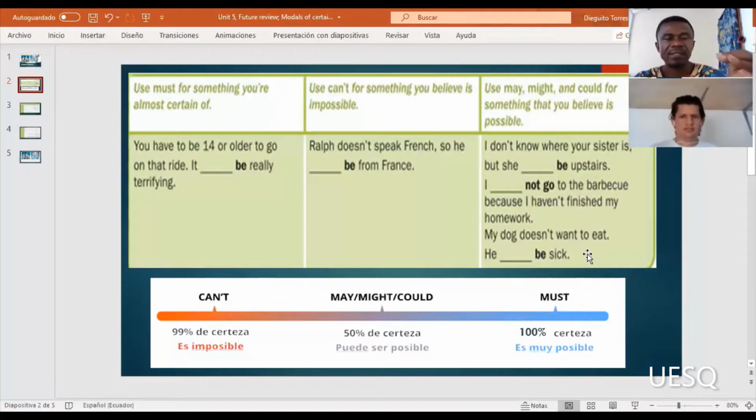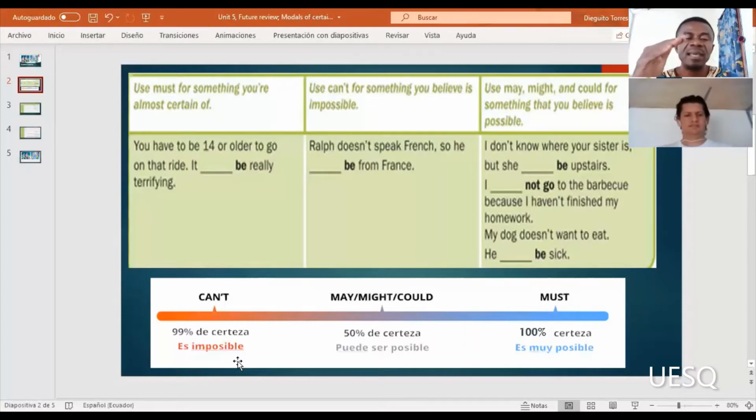Okay, so if you look further down, where the cursor is, you have can't, may, might, could, and must at the far end. So three columns here. The first column has can't in a brown color. So let's look at it. You use can't, that is in the negative form, to talk about something you are almost certain of, about 99% possible.